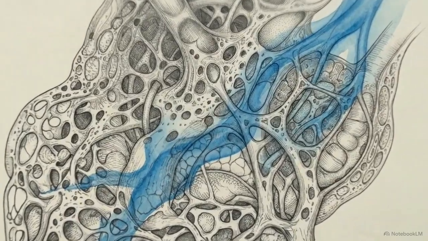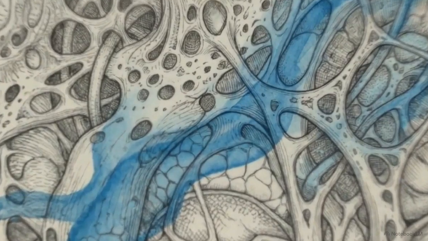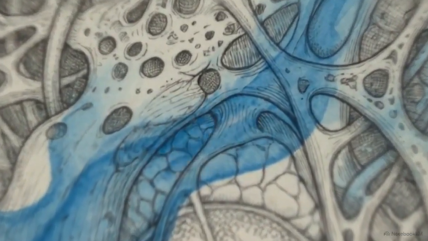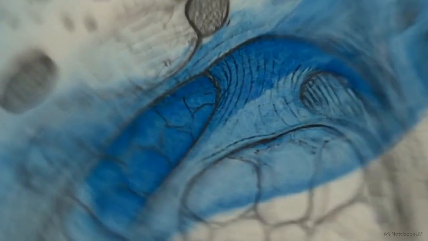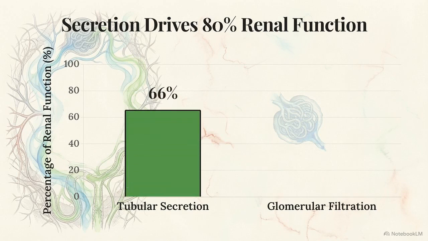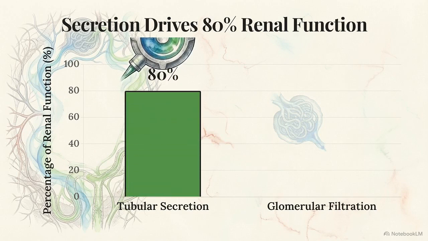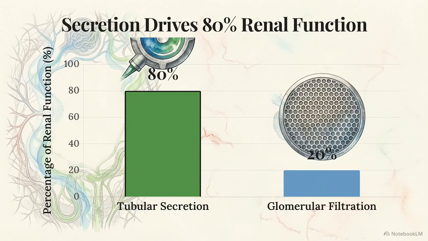Static CT scans only map anatomy. Nuclear medicine maps transit, allowing us to visualize the continuous flow of physiological processes in real time. Normal renal physiology splits into two distinct operational pathways. Exactly 80% of kidney function is driven by tubular secretion, while the remaining 20% relies on glomerular filtration.